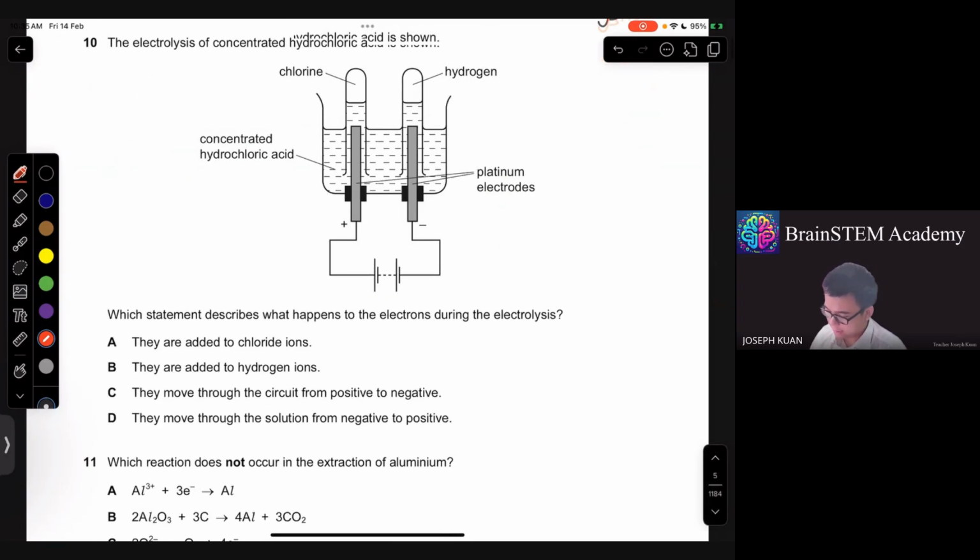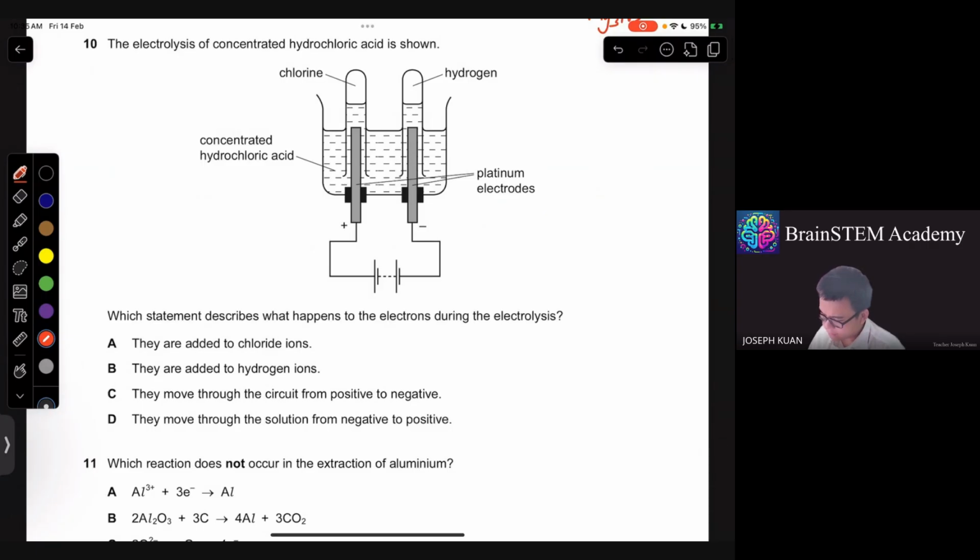Moving on, question 10. The electrolysis of concentrated hydrochloric acid is shown. Which statement describes what happens to the electrons during electrolysis? The electrons will move in the external circuit in a particular direction, which should be from negative to positive. So we don't really have that, but then it's true that it will be added to hydrogen ions.